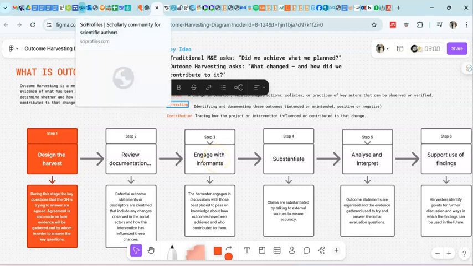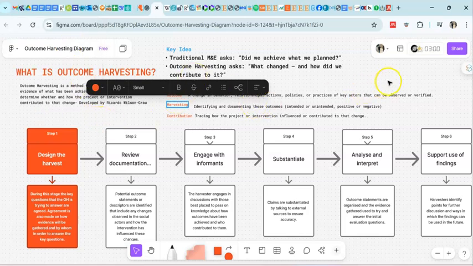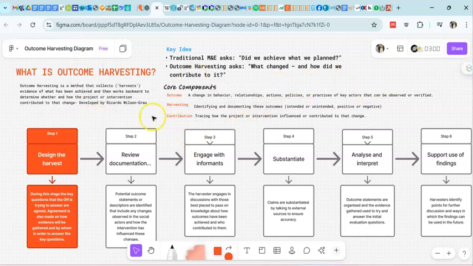Hello everyone, today let's talk about what is outcome harvesting. Outcome harvesting can be a really helpful tool for evaluations these days. To explain this on a single page, I have prepared my presentation using Figma, which is free. You can also use it if you like. So let's quickly start with what outcome harvesting is.